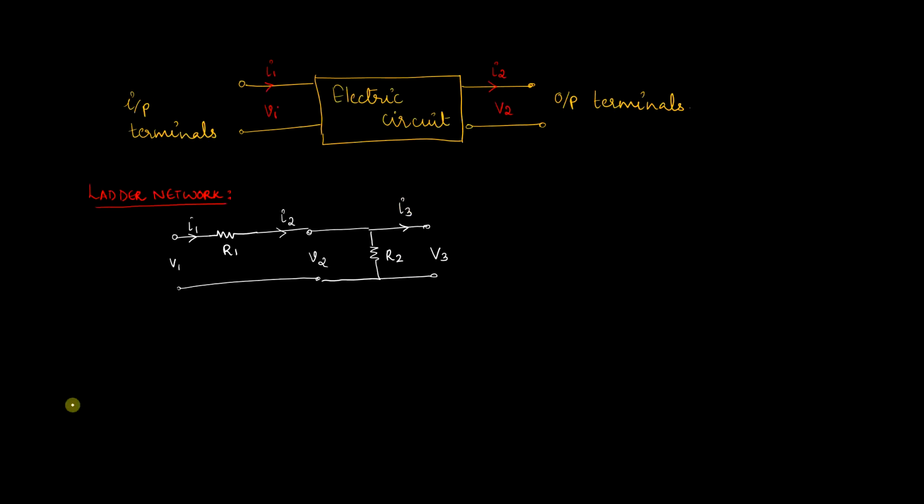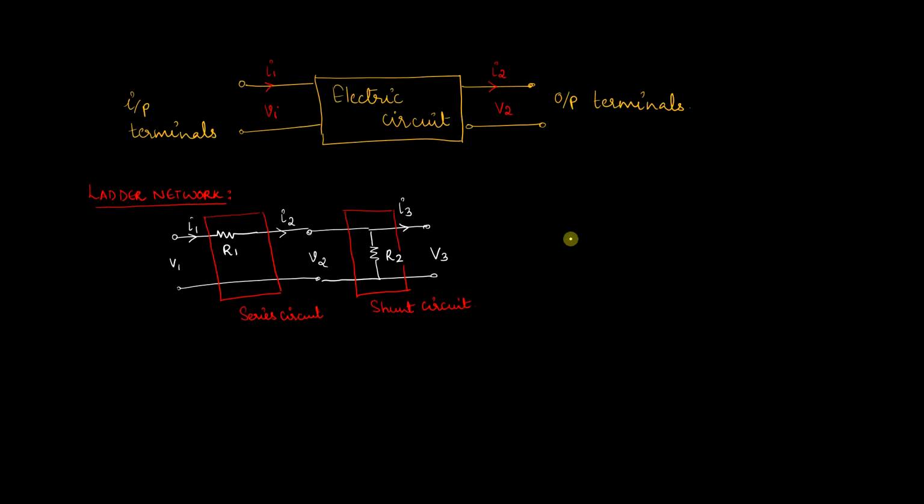If you look at this particular circuit, it is a combination of two different circuits. One is a series circuit which consists of the resistance R1 with input V1 and I1 and output I2 and V2. The second circuit is the shunt circuit consisting of the resistance R2. So for this ladder network which consists of the series circuit and the shunt circuit, let us try to obtain the transfer matrix. To represent the transfer matrix, we will consider the outputs and the inputs.